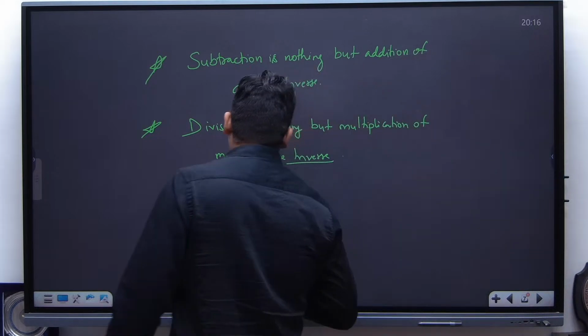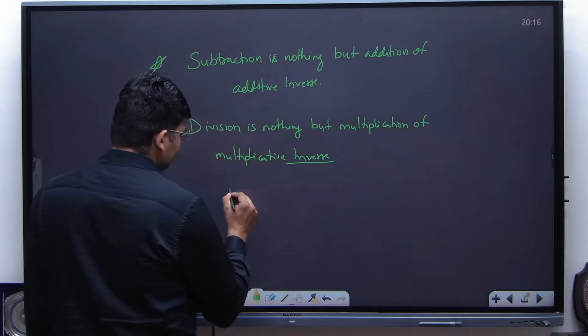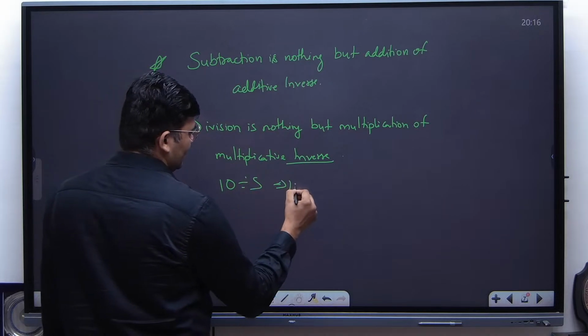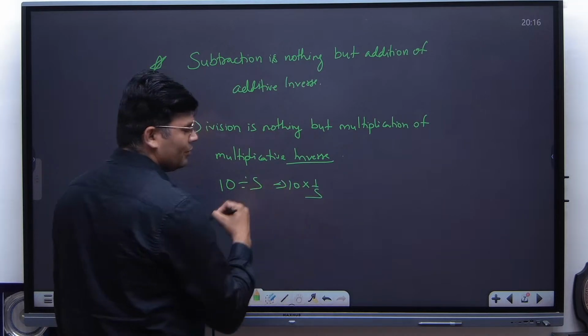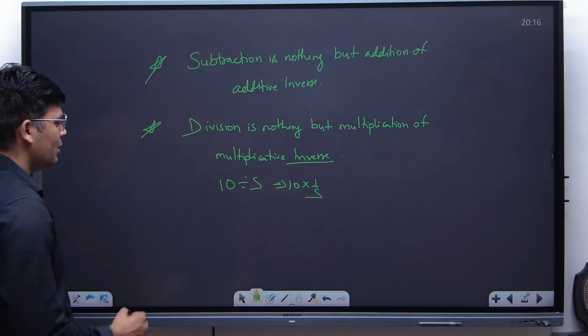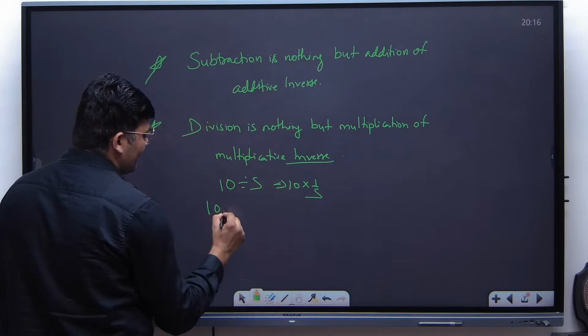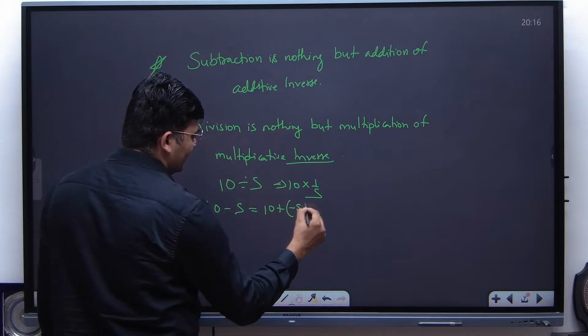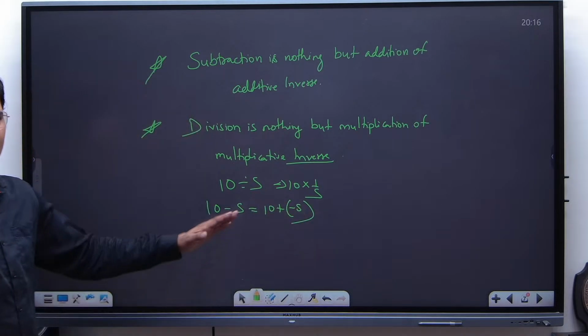So, for example, if I say 10 divided by 5, I can write it as 10 multiplied by 1 by 5. And if I need to write 10 minus 5, it means 10 plus minus 5. Understood both the concepts?